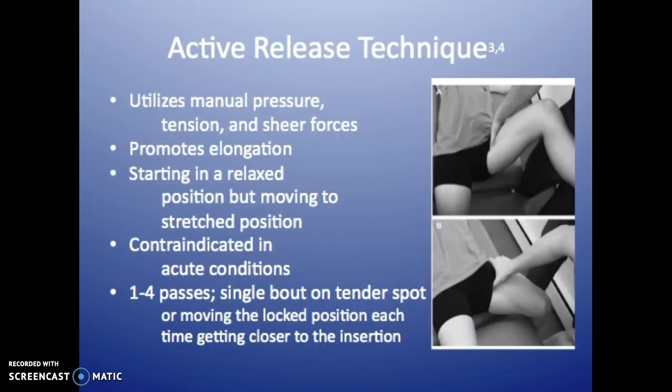Now, the active release technique. The active release technique utilizes manual pressure, tension, and shear forces. It does this by promoting elongation. So that's the number one thing, trying to decrease adhesions, decrease tension, and elongate that muscle. Now, like PRT, you're going to be starting in a relaxed position, but you actually are going to be moving into a stretch position, which is unlike PRT, in which you're going to have that sustained relaxed position.